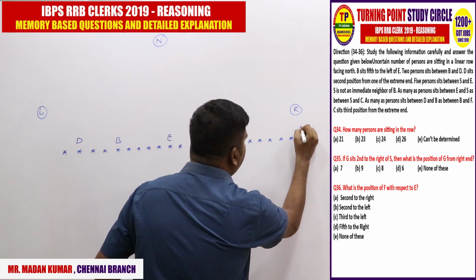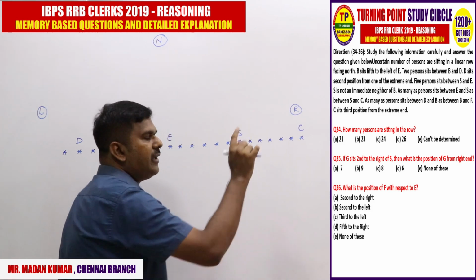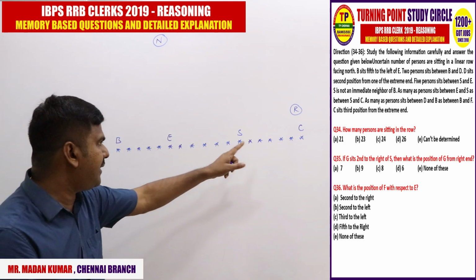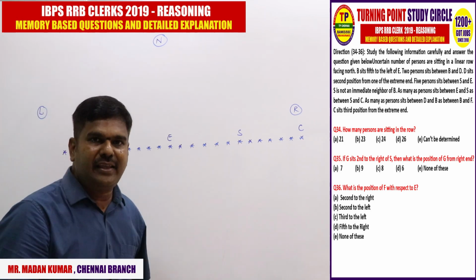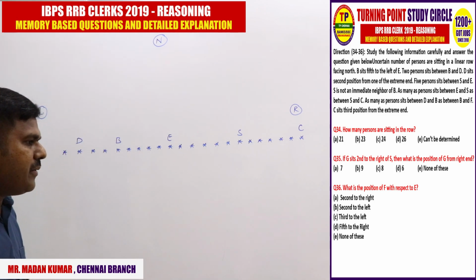1, 2, 3, 4, 5, and this must be C. So between them how many people are there? 1, 2, 3, 4, 5. So total 5 people are between S and C. The same gap must be there between E and S. That is the condition being given. What is the next one being given?